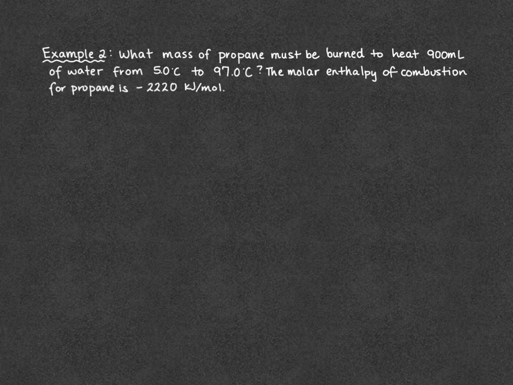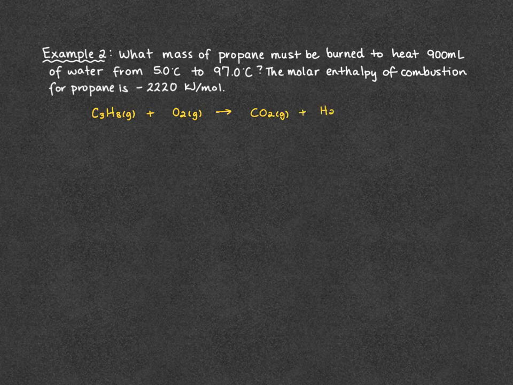So we're going to start by writing our balanced reaction, same as last time. So C3H8 is a gas. Combustion, we combine with oxygen to form carbon dioxide and water vapor. We're going to have 3 carbon dioxides, 4 waters, and 5 oxygen. So we have our balanced reaction.